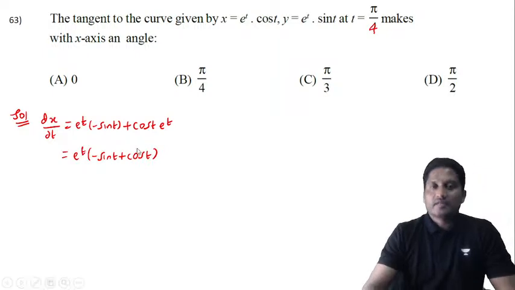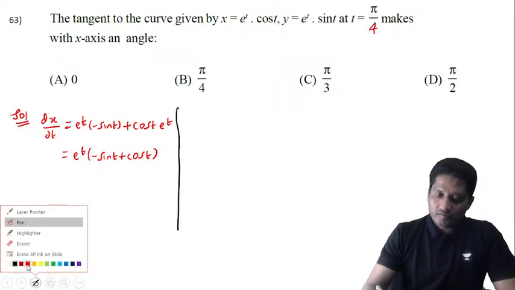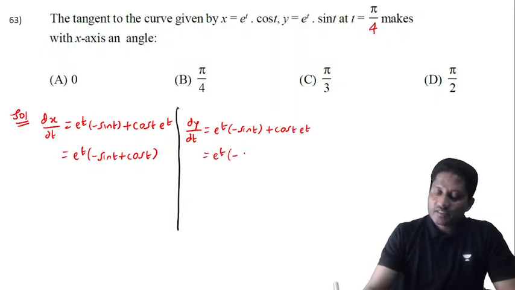This is dx by dt. Okay, dy by dt is equal to: first function is e power t, differentiation of cos is minus sine, plus second function is cos, and differentiation of e power t is e power t. I take e power t outside, and you will get minus sine t plus cos t.